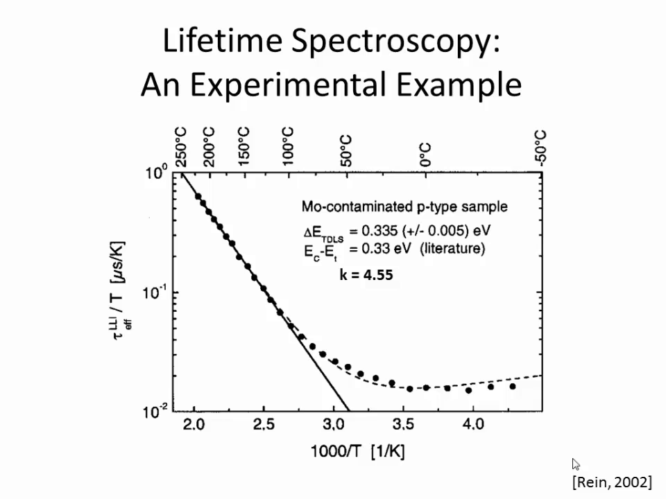So this is a technique that was developed at the Fraunhofer, and they did work with molybdenum contaminated samples, with titanium contaminated samples, iron, nickel. So this is just showing a sample experimental result where we see the Arrhenius increase.